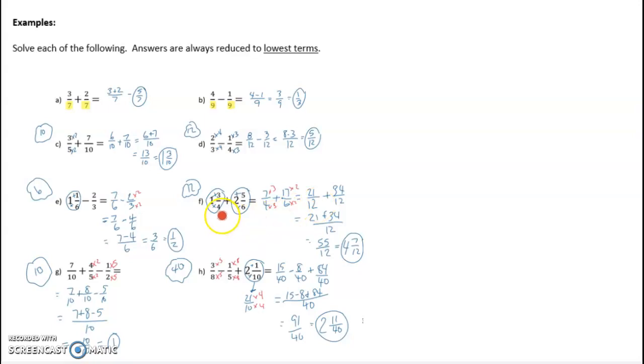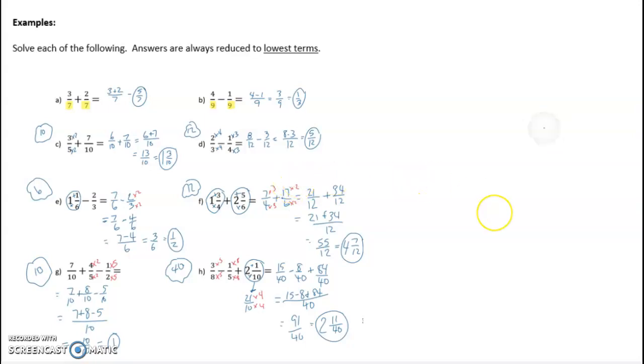So once again, we have to change this to an improper fraction. 4 times 1 is 4. 4 plus 3 is 7. So we have 7 over 4. Plus stays the same. Now we have 6 times 2 gives us 12. 12 plus 5 gives us 17 over 6.